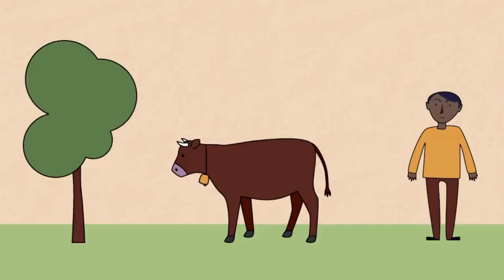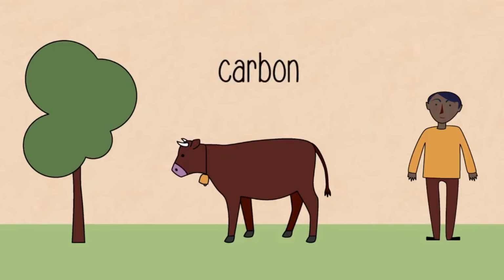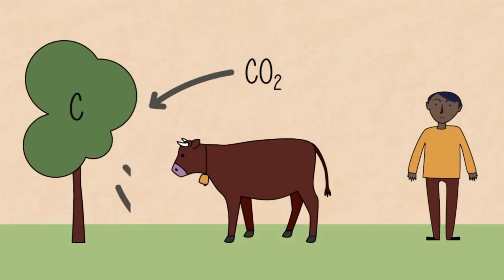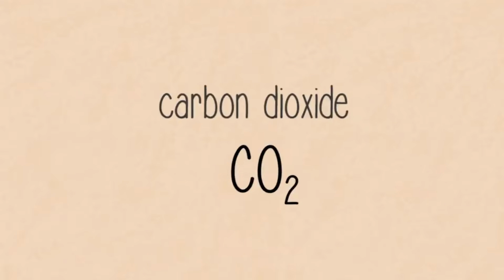As you know, life is made of carbon compounds. We will see how the element carbon is taken in as carbon dioxide by plants, used and reused by all living things, before being respired back into the environment as carbon dioxide once again. So let's start with the gas carbon dioxide.